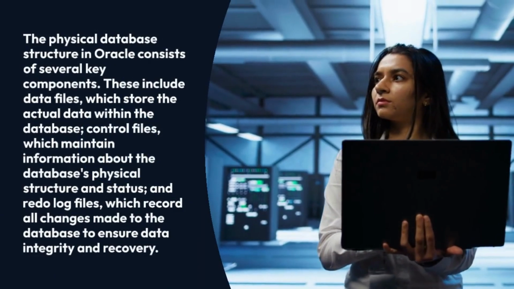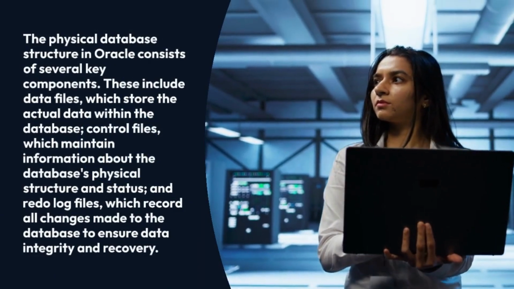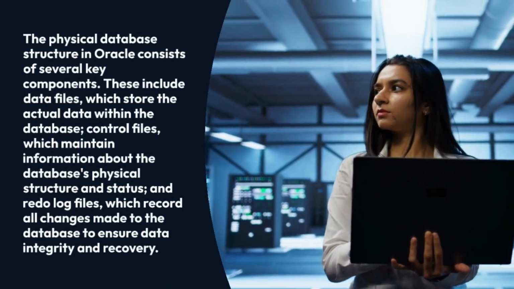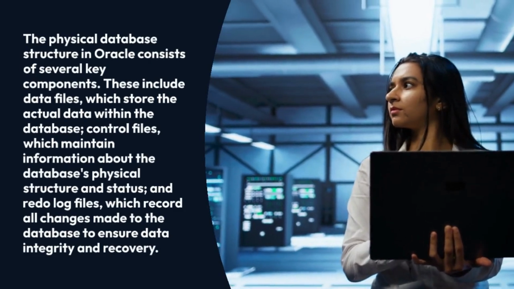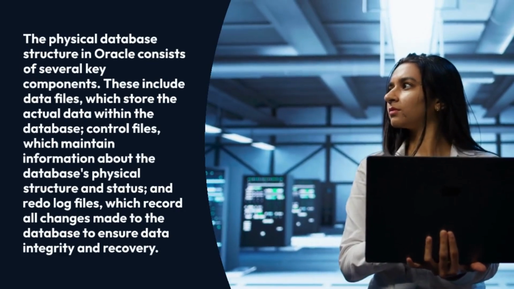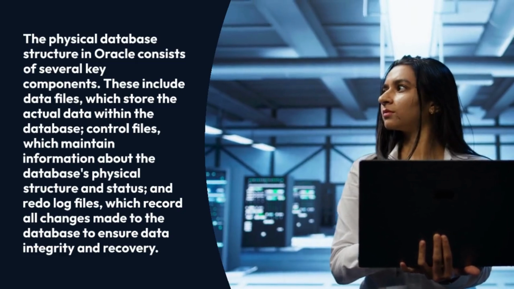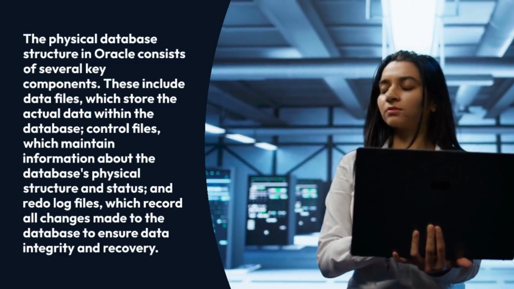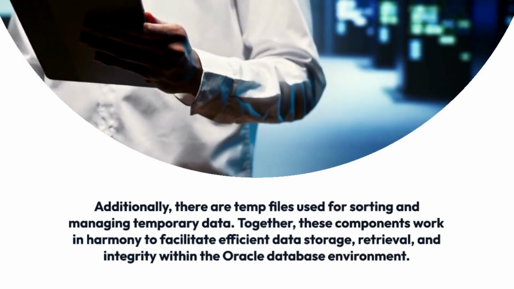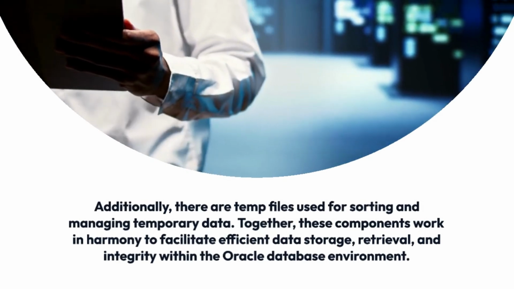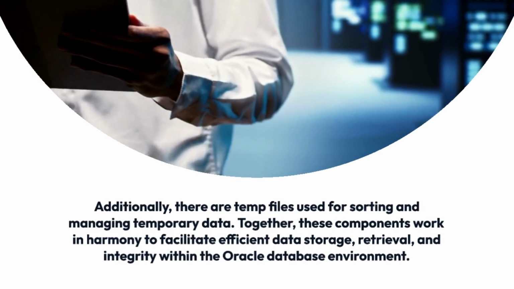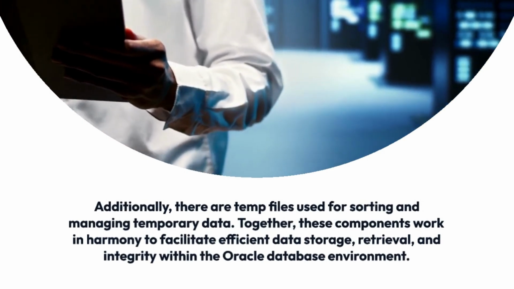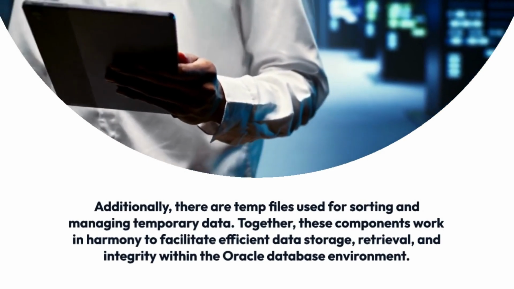11. What are the components of the physical database structure in Oracle? The physical database structure in Oracle consists of several key components. These include data files, which store the actual data within the database, control files, which maintain information about the database's physical structure and status, and redo log files, which record all changes made to the database to ensure data integrity and recovery. Additionally, there are temp files used for sorting and managing temporary data. Together, these components work in harmony to facilitate efficient data storage, retrieval, and integrity within the Oracle database environment.